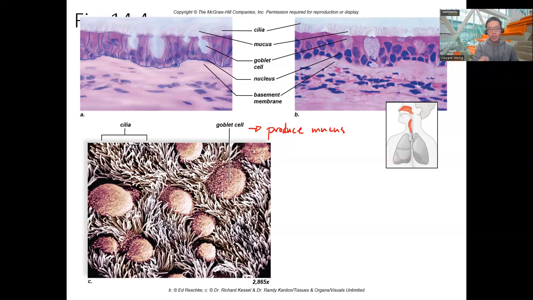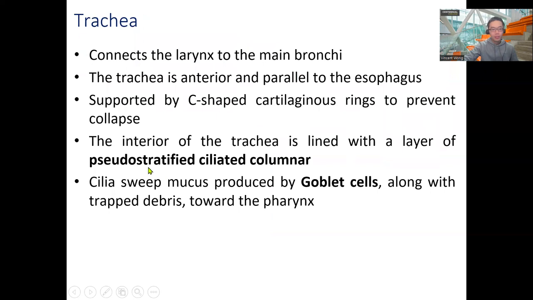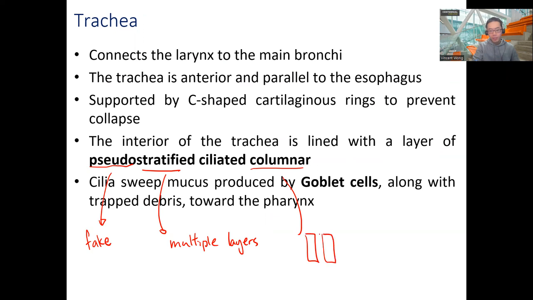Now, the kind of tissue that makes up the inner lining of your trachea is something called pseudostratified ciliated columnar. Now that's a really long name. Okay, I'm going to explain what that means. Okay, so pseudostratified ciliated columnar. Stratified means multiple layers. And pseudo means fake. Ciliated means it has cilia, and columnar means like rectangular shape, right? Rectangular shape. And then they have cilia on them.